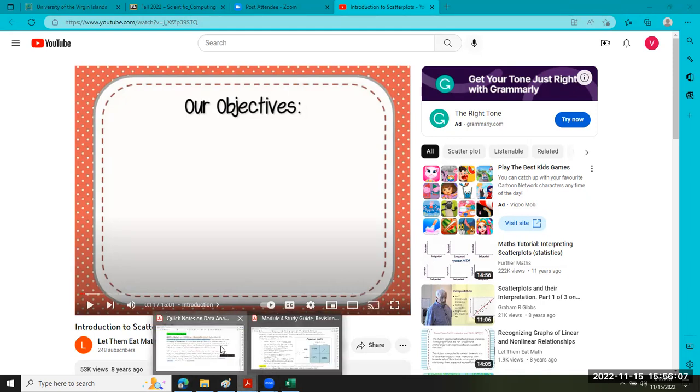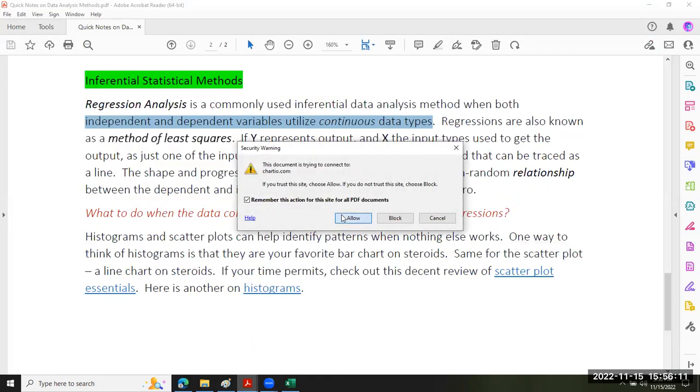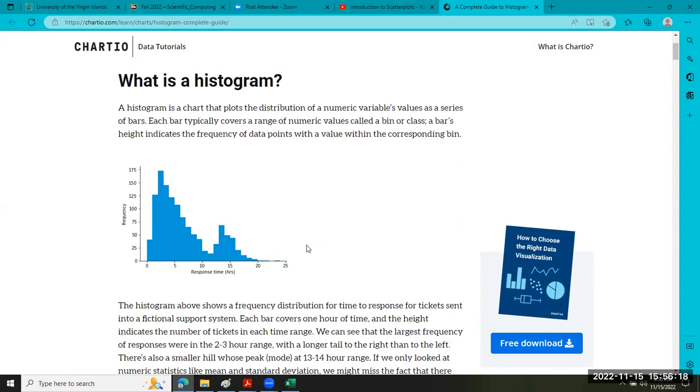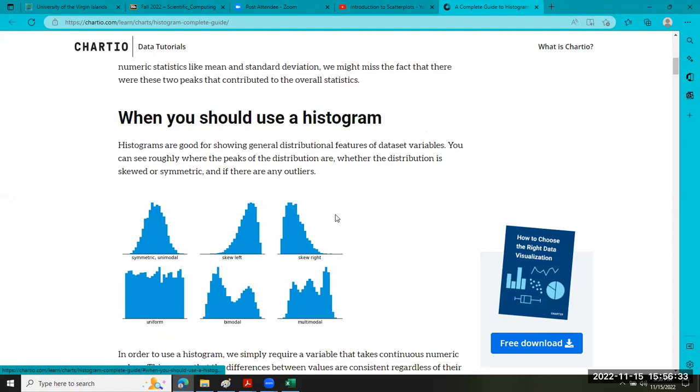And the same is also true for histograms. So there's a second link where it explains histograms. And this isn't video driven, but basically it explains how a histogram is created. So think of it as a bar chart on steroids, right? And when you should use a histogram.